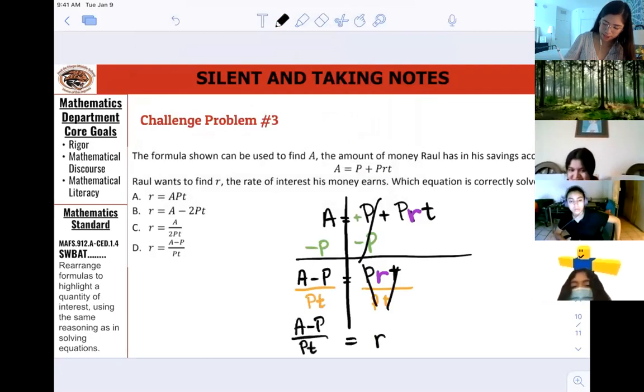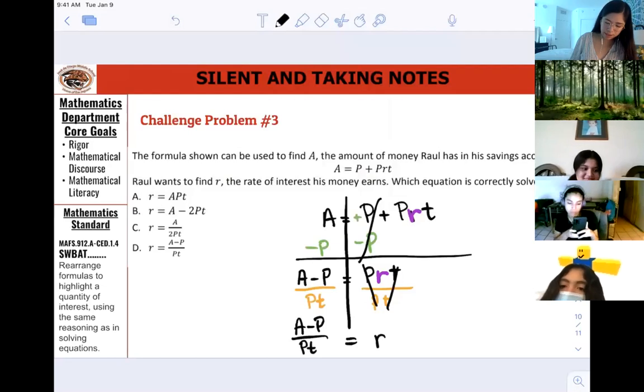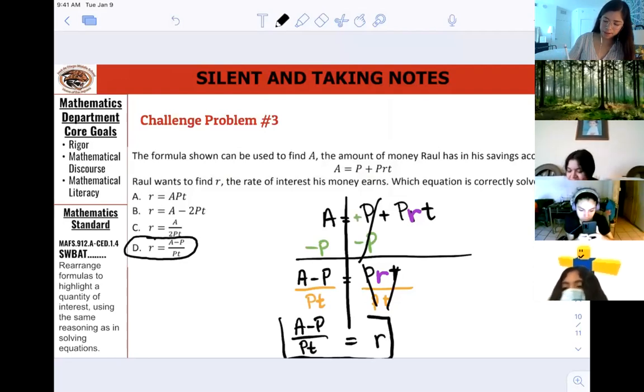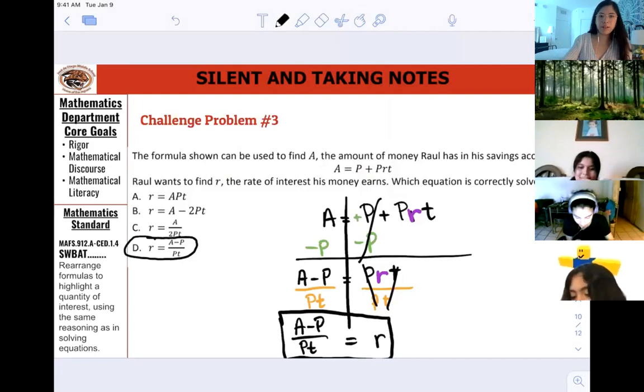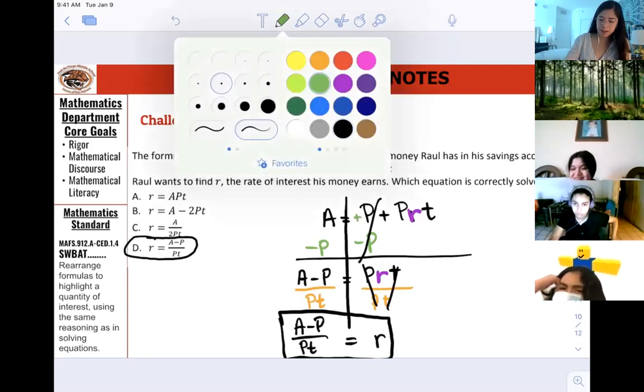What answer choice is that? D. That's answer choice D, exactly. And this was basically a two-step equation. Step 1, subtract. Step 2, divide. Just a little more complicated because it's a bunch of letters. But it's still following the same rules, just like we did at the beginning.